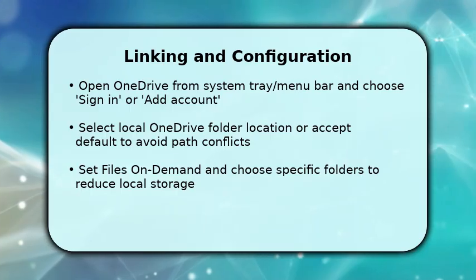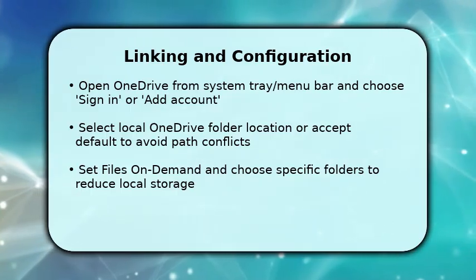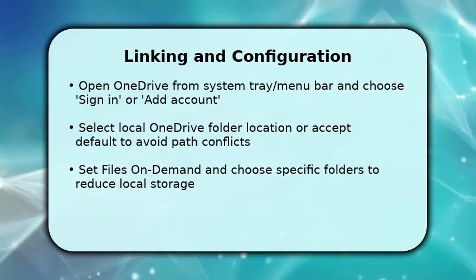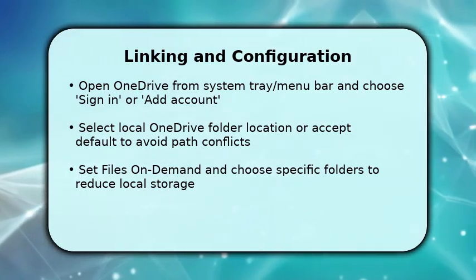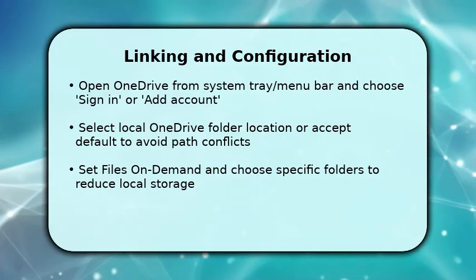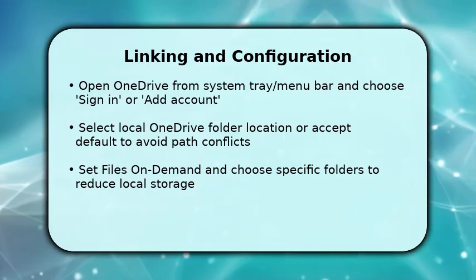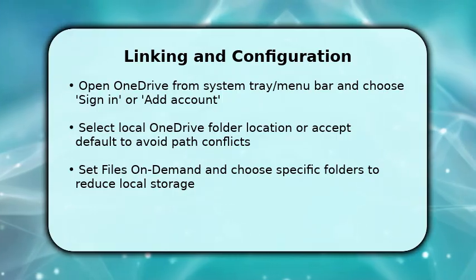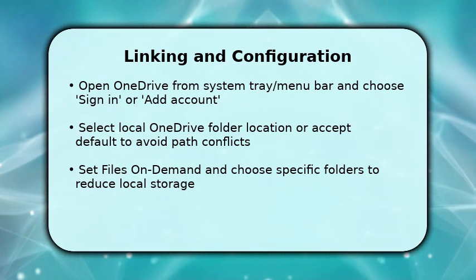Pick or accept the default local OneDrive folder. Changing it later creates duplicate folders, so choose carefully. Then enable Files on Demand to keep placeholders locally and download files only when you open them. This saves space. Also use the folder selection option to exclude large directories you don't need locally.